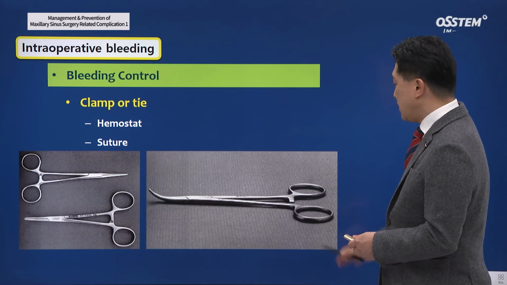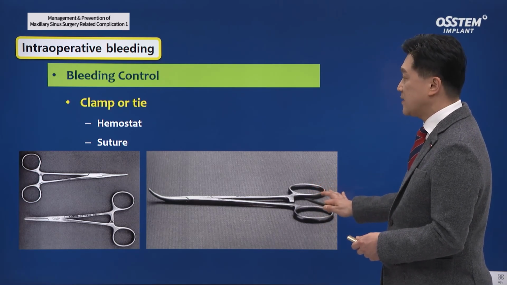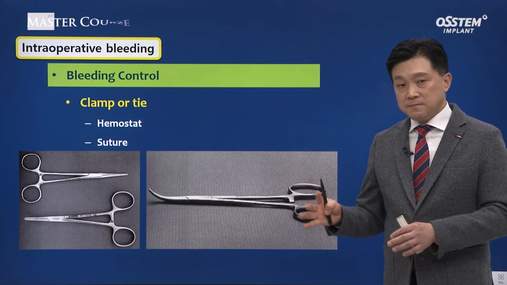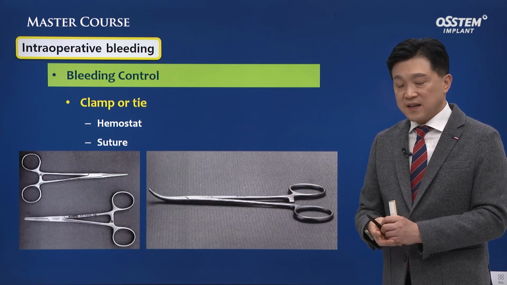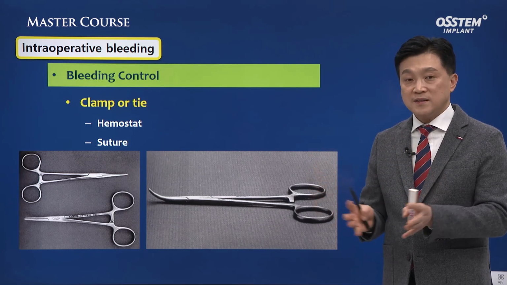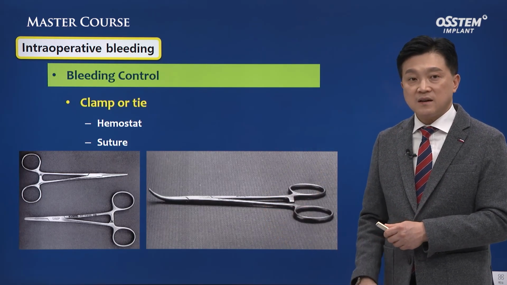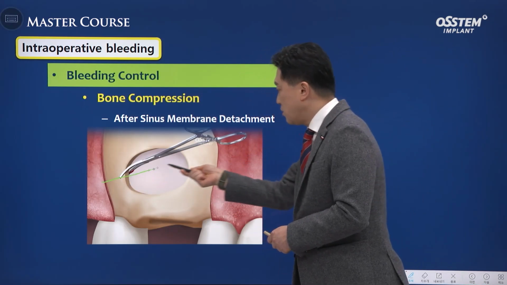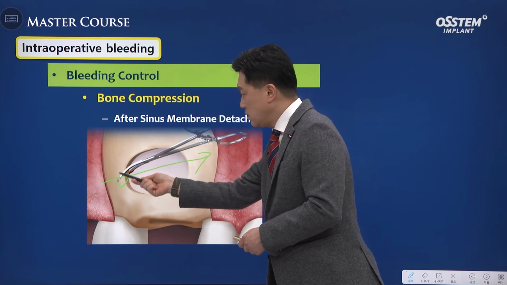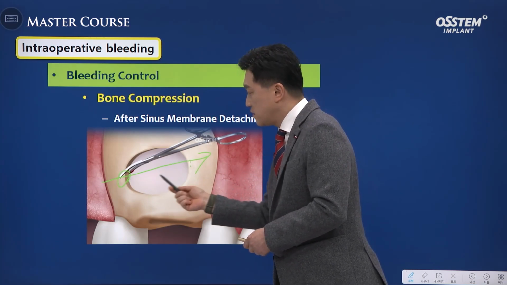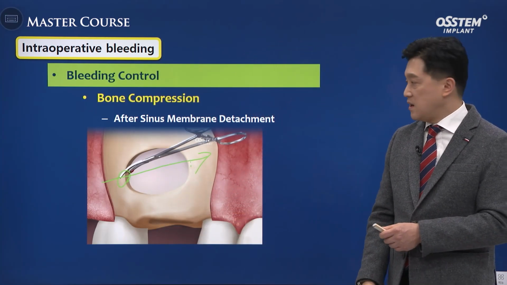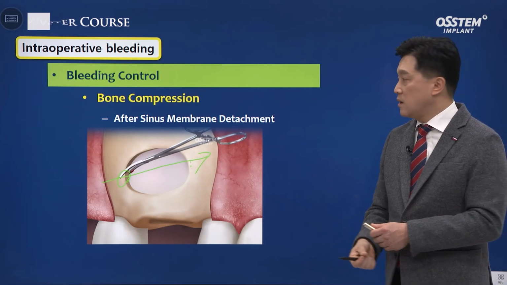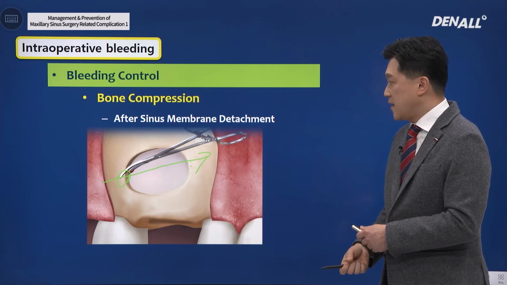You can also use a clamp. Hemostat or Kelly can be used. Hemostat can be used to stop bleeding in the proximal part where bleeding occurs. We clamp the posterior portion because the artery runs like this, so we need to clamp here. There's no meaning in using a clamp on this side. You need to apply pressure, and if you do bone compression, bleeding may stop.